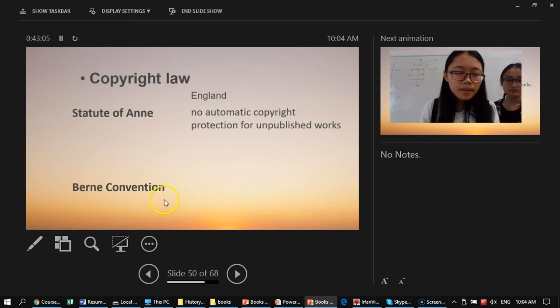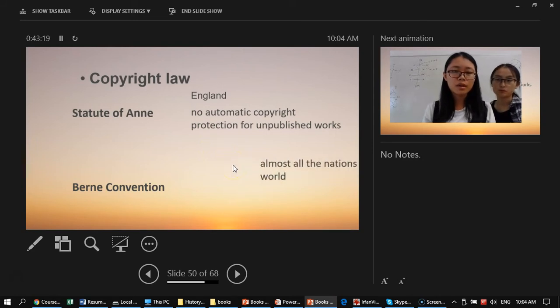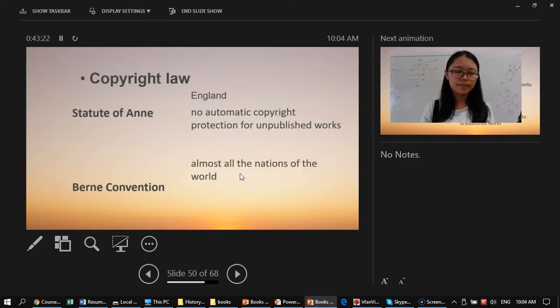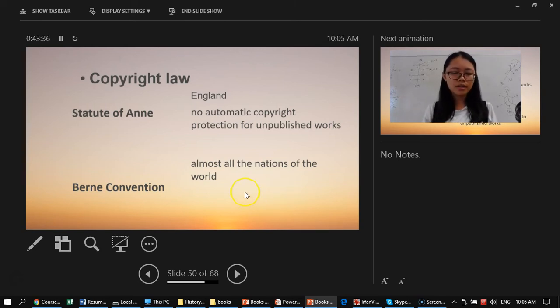The Berne Convention does away with the need to register works separately in each individual country and has been adopted by almost all nations of the world. Following the United States' adoption of the treaty in 1988, the convention now covers almost all major countries. The Berne Convention remains in force to this day and continues to provide the basis of international copyright law.